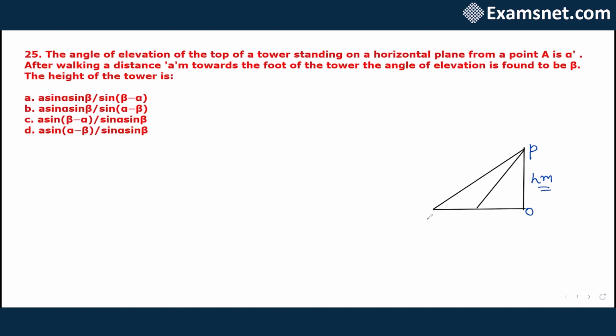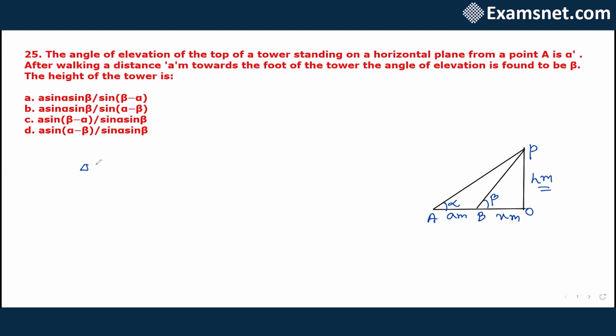Now there is a point on the ground, let's say the point A, and the angle of elevation from this point to the top of the tower is found to be alpha. After walking a distance a meter towards the foot of the tower, there is a point, let's say B, and from this point the angle of elevation to the top of the tower is beta. Here we are required to find the height of the tower. Again, we can assume the length of OB as x meter. So let's start the solution step by step.